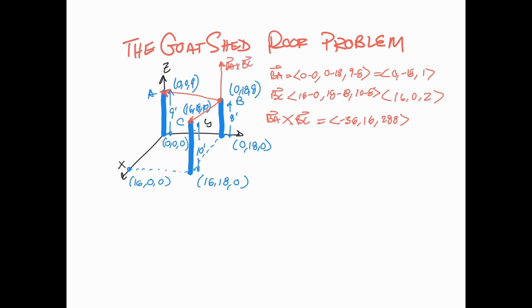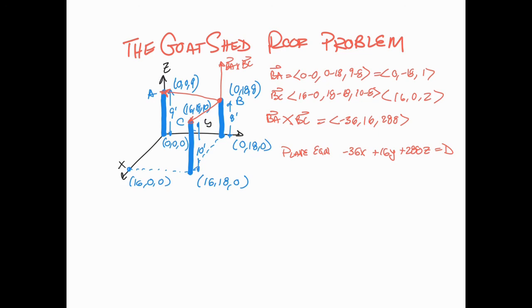Okay, now we can work on the plane equation. So the plane equation is going to be formed using the components of that cross product, that vector which is perpendicular to those 2. So I'm just going to write down those coefficients. It's going to be negative 36 times x plus 16 times y plus 288 times z equals that mythical D parameter. So again, I'm just taking these numbers and using them as the coefficients in my plane equation. Very simple.